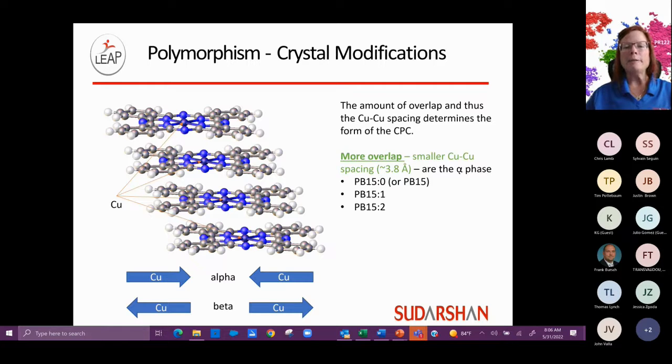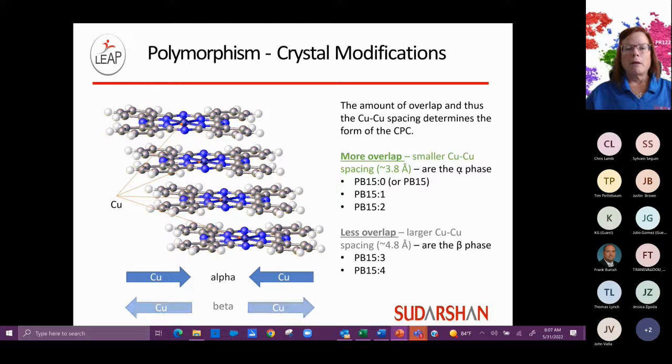In terms of the alphas, the copper atoms are closer together, and the alphas include Pigment Blue 15:0, 15:1, and 15:2. With respect to the betas, they have less overlap or larger spacing, and these include Pigment Blue 15:3 and Pigment Blue 15:4.